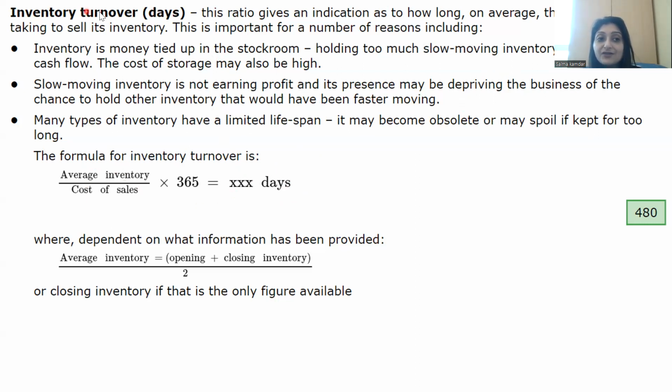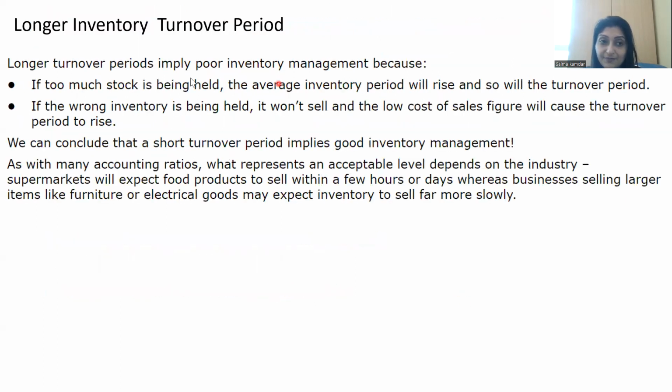You calculate inventory turnover ratio by using the formula average inventory over cost of sales multiplied by 365. Average inventory you get by opening plus closing divided by 2. And if nothing is mentioned, then closing inventory will become your average inventory. If you have a longer inventory turnover period, what does it indicate? If you are holding your inventory for more number of days, it means you have poor inventory management.